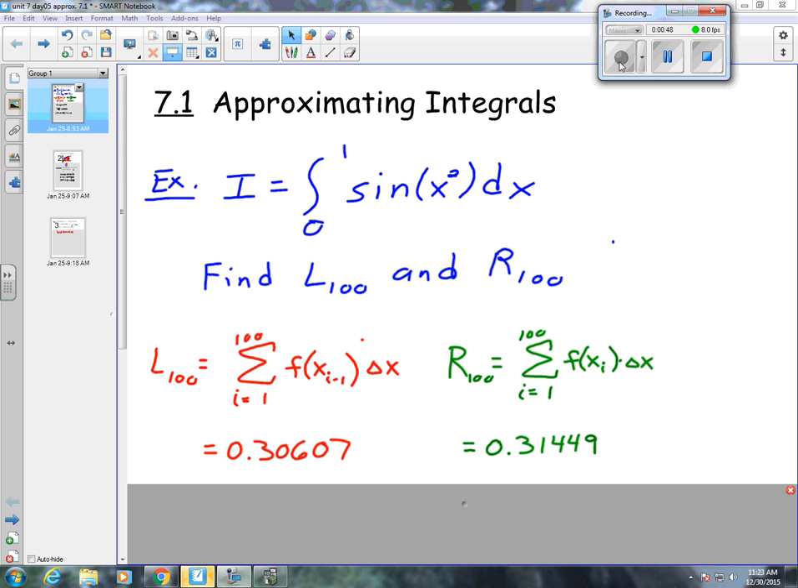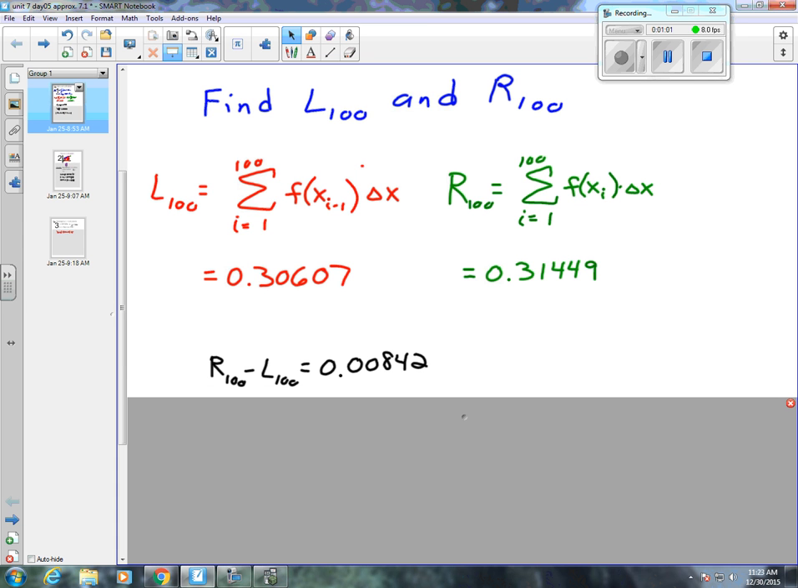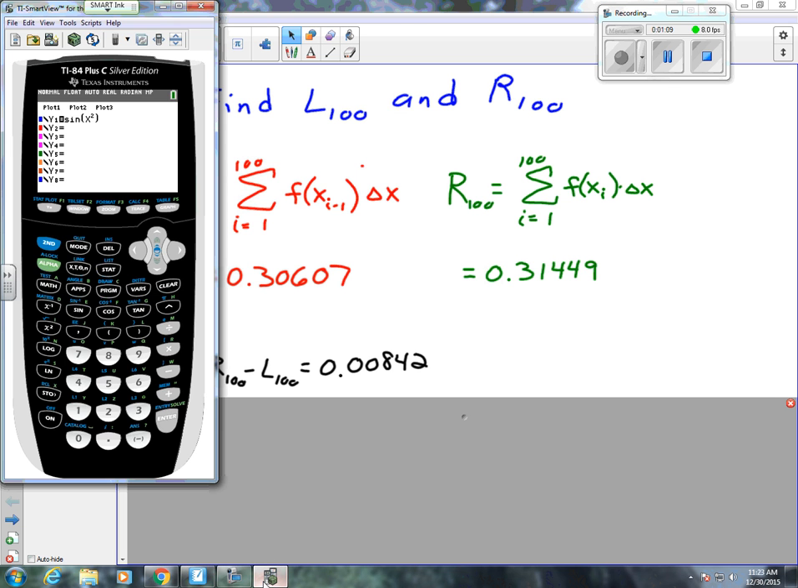Using a calculator, we get the left approximation to be 0.30607, and the right to be 0.31449. The difference between these two estimates is very small, 0.00842. Let's take a look at the graph for a second.